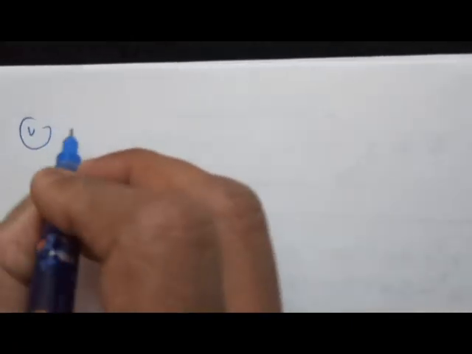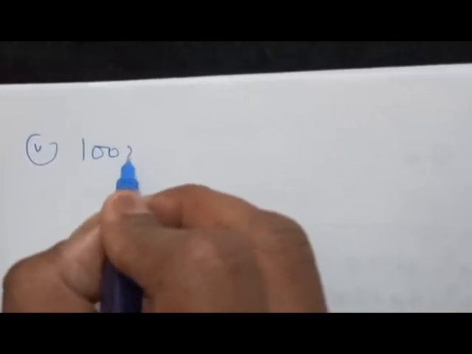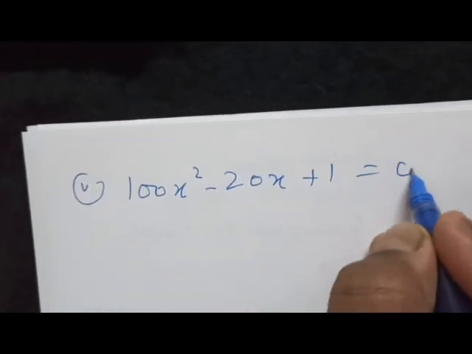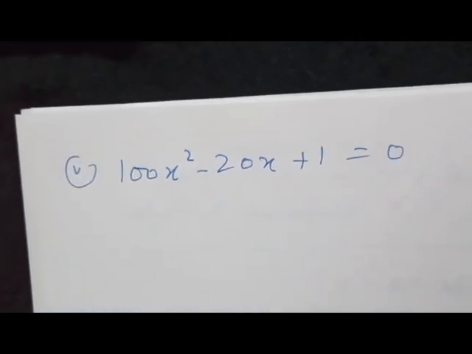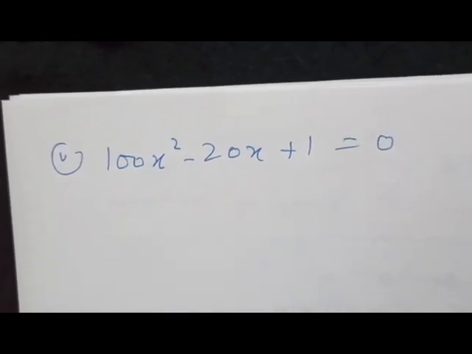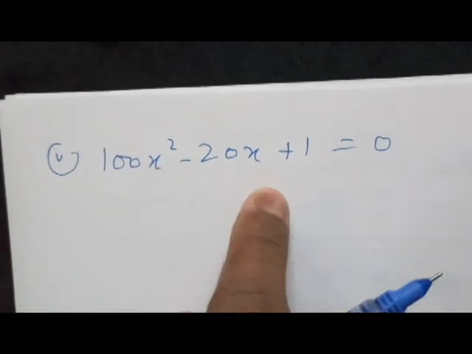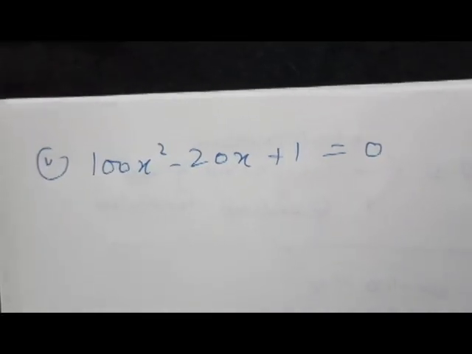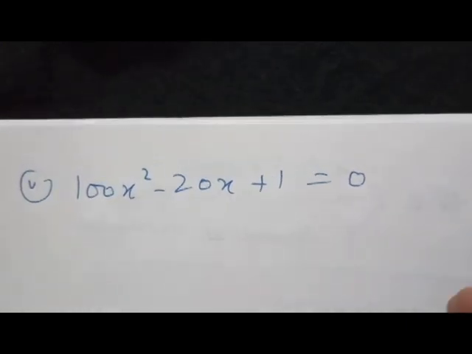Now moving on to the fifth part of this question. The fifth part says 100x square minus 20x plus 1 is equal to 0. How do we split 100 to get the sum as minus 20? So we can think about different terms. Suppose you are not able to do it, I will tell you how to do that also.